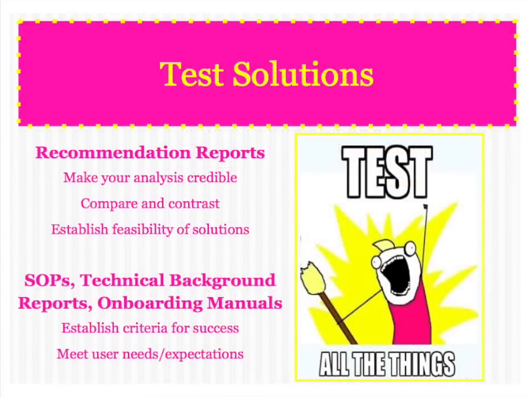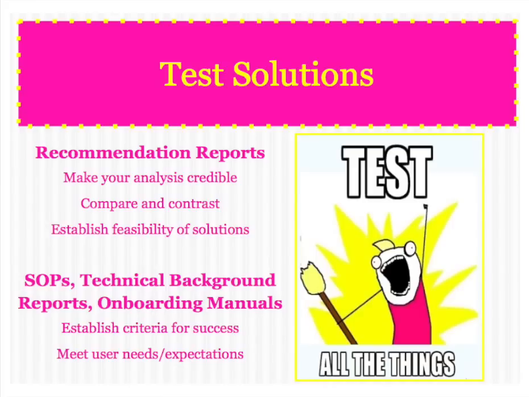You might also find primary research to be a useful tool for testing solutions. For recommendation reports, you can use primary research to establish whether a solution is feasible in a given setting. You can also use it to acquire details about the preferences of your audiences. With these details, you can compare and contrast solutions based specifically on those preferences.